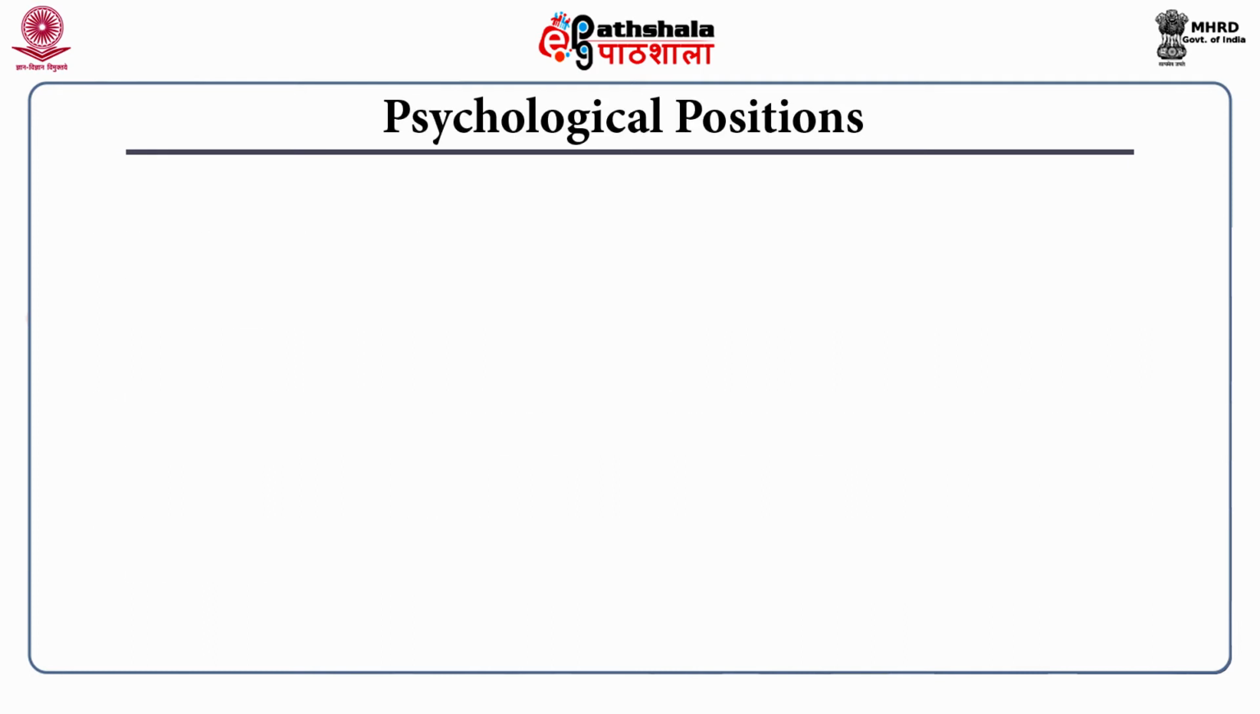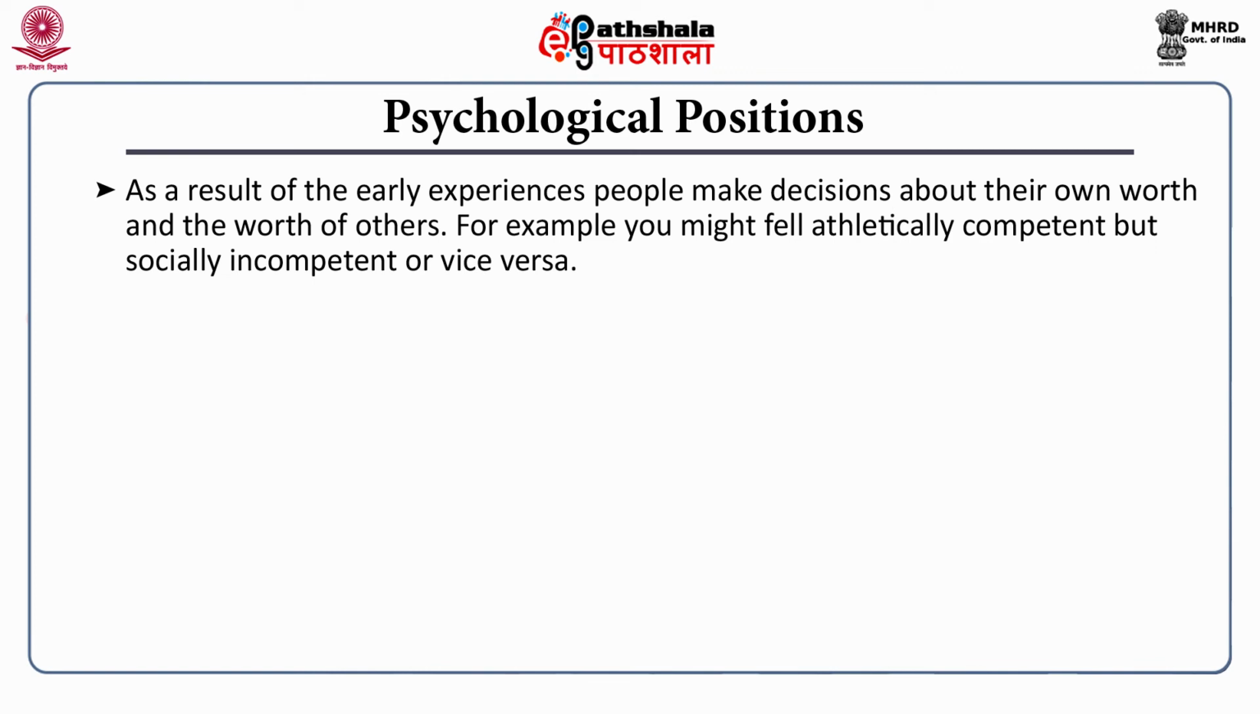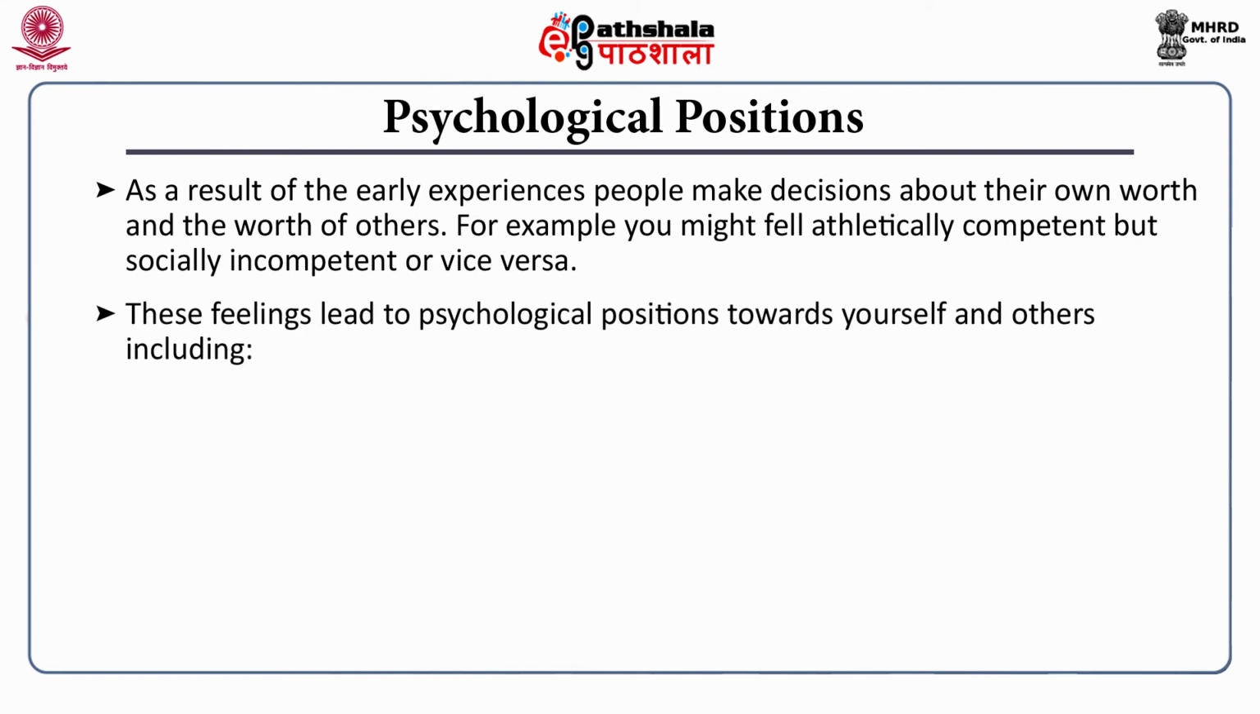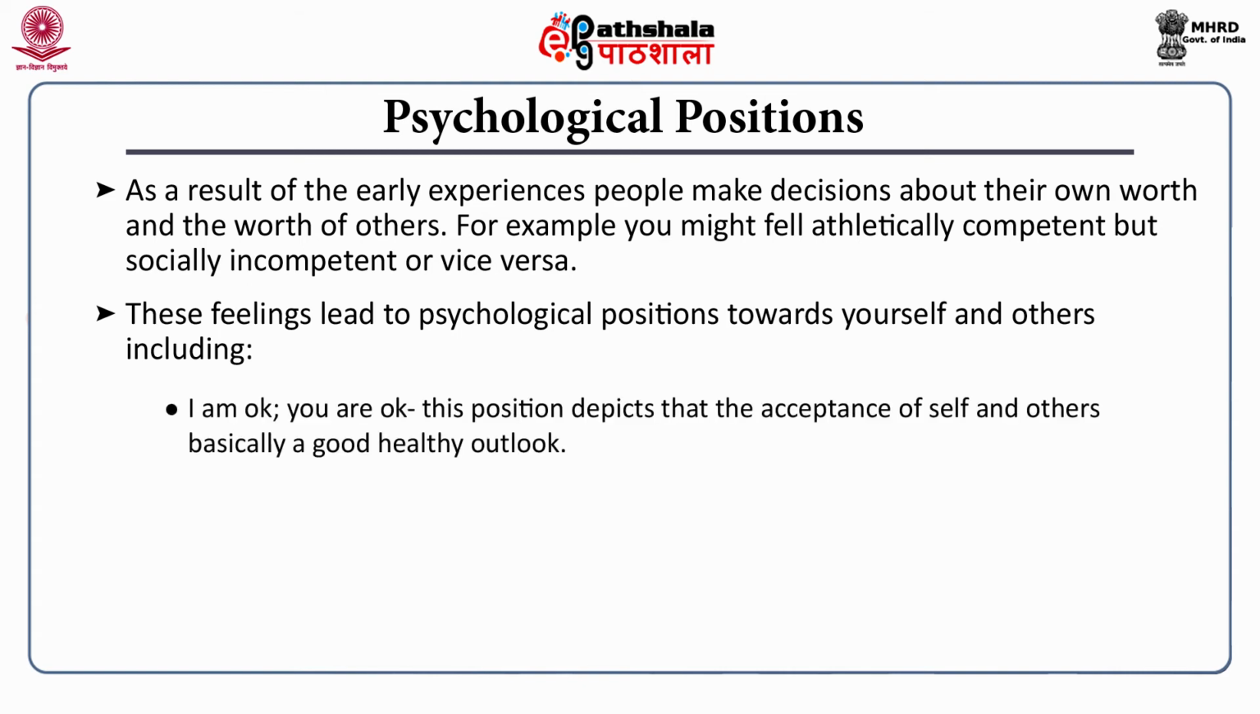Psychological positions. As a result of early experiences, people make decisions about their own worth and the worth of others. For example, you might feel athletically competent but socially incompetent or vice versa. These feelings lead to psychological positions towards yourself and others, including I'm okay, you are okay. This position depicts acceptance of self and others, basically a good healthy outlook.